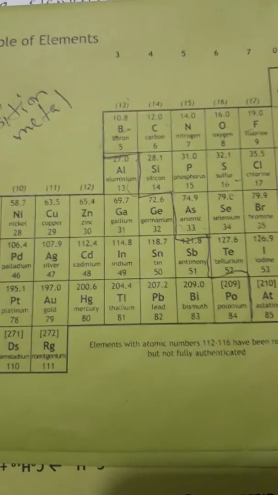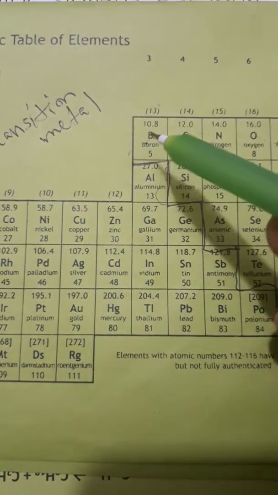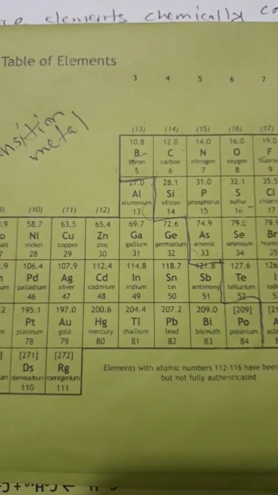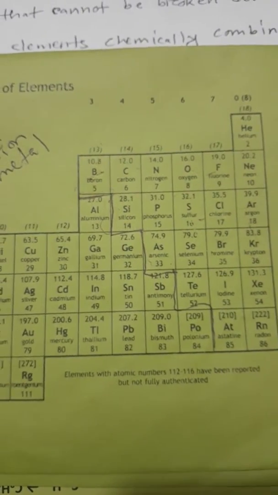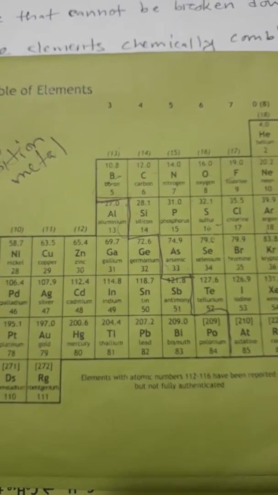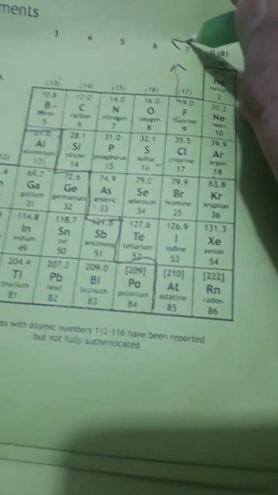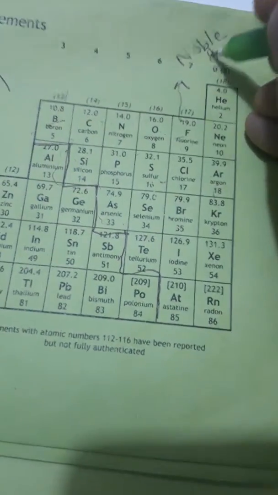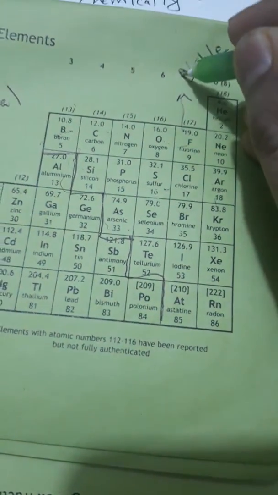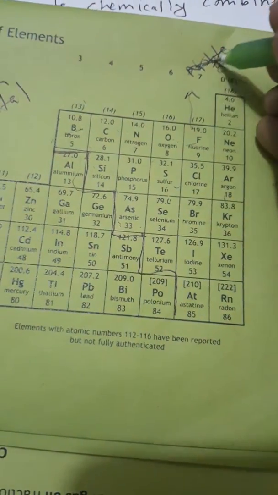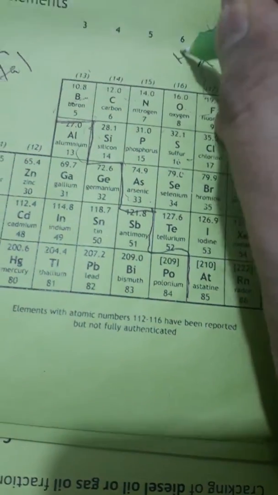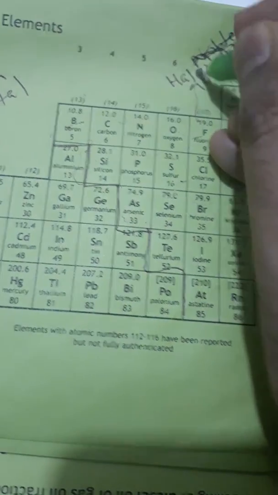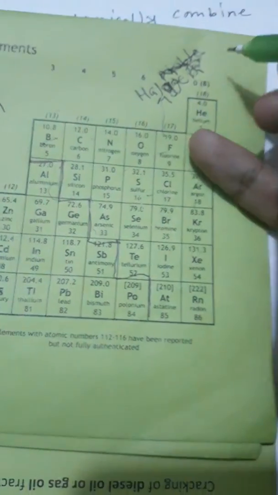Now you don't need to remember the names of groups 3, 4, 5, 6, but you have to know group 7 and group 8. The name of group 7 is called halogen. The name of group 8 or group 0 is called noble gas.